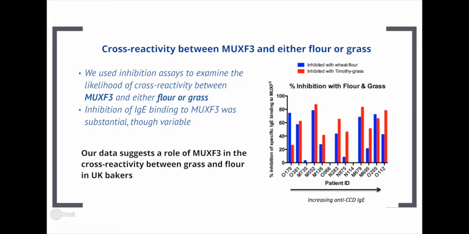Next, we examined the cross-reactivity between MUXF3 and either flour or grass using the competitive inhibition assays described earlier. We found that inhibition of IgE binding to MUXF3 by flour and by grass was substantial, though very variable from patient to patient. This essentially suggested that MUXF3 does play a role in the cross-reactivity between flour and grass, at least in some patients.